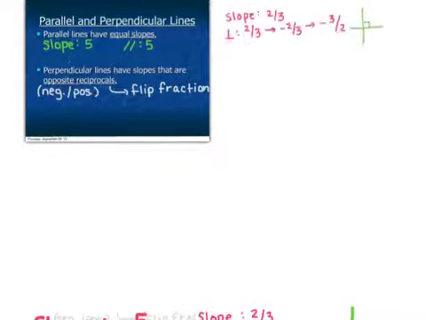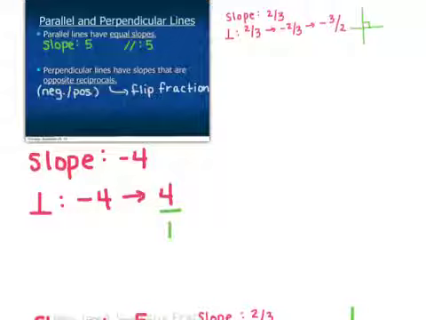Okay, let's stash that up there. Let's try another one. Let's say I gave you a line with a slope of negative 4, and I wanted the line perpendicular to that. Well, you would take that negative 4 and first off make it a positive 4 because we want the opposite. And then I want you to imagine that that 4 was like 4/1, so that when we go to do the reciprocal, it would become 1/4. And that would be the line perpendicular to the slope of negative 4.